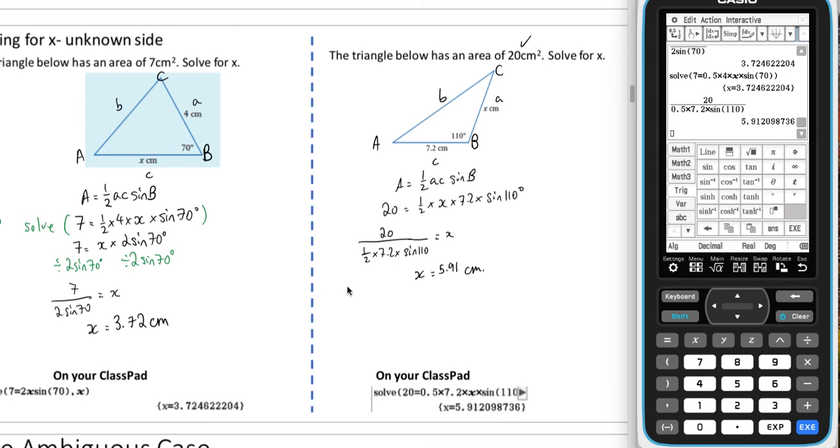That's the end of this video. In the next video, we'll be looking at the ambiguous case, which is to do with the unknown angle when we're finding the area of a triangle, and there may be more than one answer, and that's why it's ambiguous. So looking forward to seeing you in that video. Cheers.